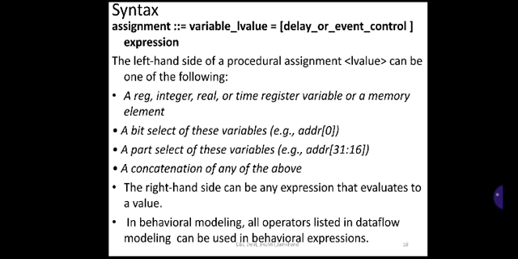The examples are given here for the first as well as the second. For bit select, it is address of 0, that means the 0th bit of that address. Part select is taken as address of 31 down to 16: out of 31 down to 0, only a part is selected, 31 down to 16. You can also use a concatenation of all the above. You know the concatenation function, so it can also be used in the left hand side value.